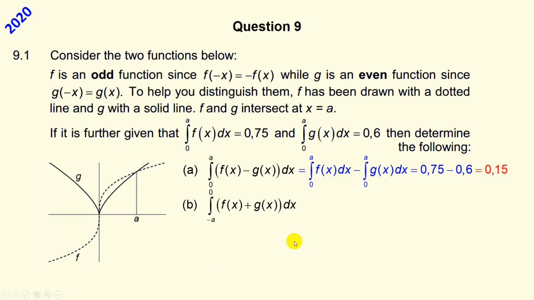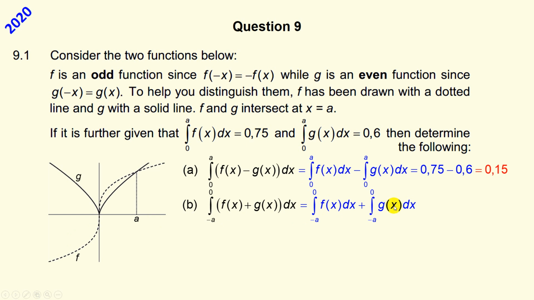Oh, here's the next one already. F of x plus g of x, but notice it's from negative a to 0. So let's separate it first. Now let's have a look at this f of x one, from negative a to 0. Negative a to 0 matches exactly 0 to a, with one exception: f is below the x-axis. So this area from negative a to 0 is exactly the same size as the one there, but being below the x-axis, it's negative. So this one's going to end up with an answer of negative 0.75.